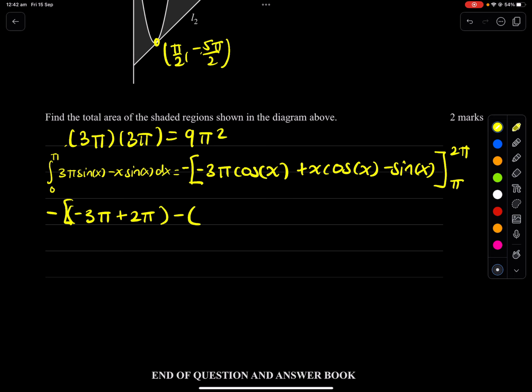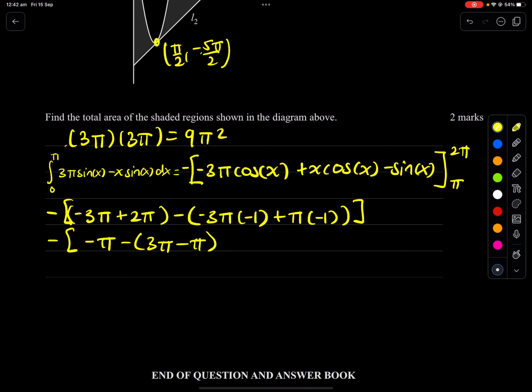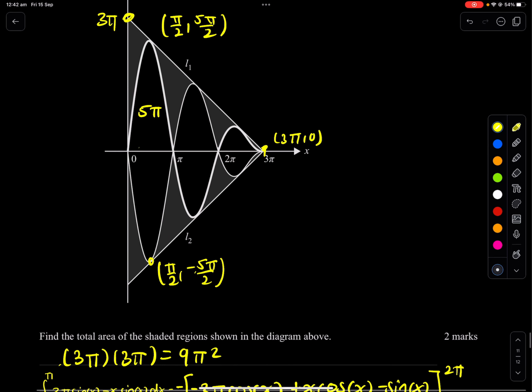Now what about this? Negative 3 pi. What's cos pi? It's negative 1. So plus pi times cos pi, negative 1. So this will become 0 also. Okay, so 2 pi minus, it'll be negative pi minus 3 pi minus pi, negative pi, negative 2 pi. Negative 3 pi, but minus the negative, so it'll be 3 pi. So this over here should also be 3 pi.